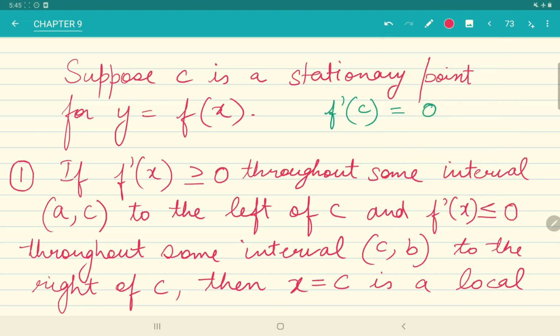So now I see that the function is increasing to the left of c, it is decreasing to the right of c, and c is a stationary point. That is, the tangent to the graph of the function has slope 0, or the tangent to the graph of the function at point c is parallel to the x-axis. In an interval to the left it is increasing, in an interval to the right it is decreasing. That just means that x is equal to c is a local maximum point for f.